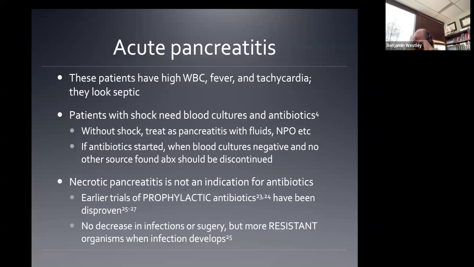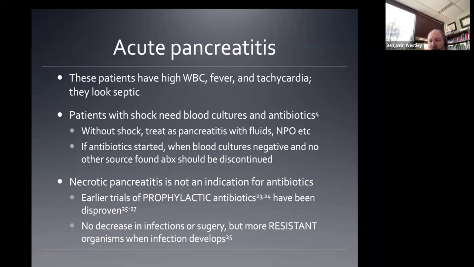There still seems to be some disagreement, misunderstanding, fear, I'm not sure, that when CT imaging shows necrotic or dying pancreas, necrotic pancreatitis, antibiotics should be given. And this is from way back in the early 80s. There were old studies that actually gave antibiotics for 4 weeks to prevent infection.